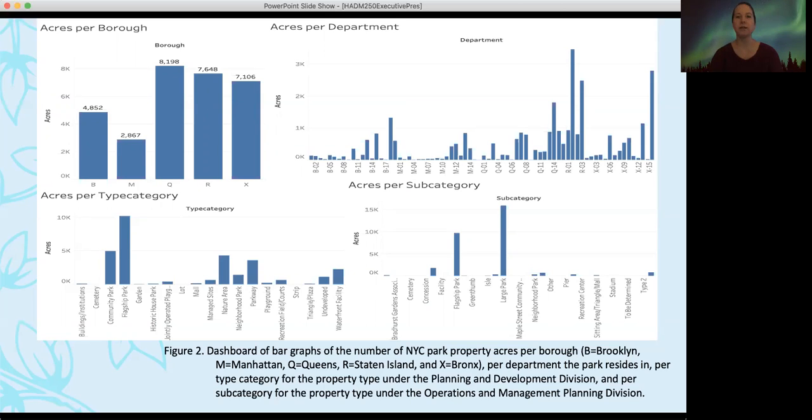Community parks are the second highest type of category by acreage at about 5,000, as you can see here and here. The types of parks with the least acreage are buildings, institutions, cemetery, garden, historic house park, lot, mall, playground, strip, and triangle plaza. The bottom right graph, acres per subcategory, subcategorizes acres managed by the Operations and Management Planning Division. The largest subcategories are Large Park at 50,886 acres and Flagship Park at 9,673 acres.